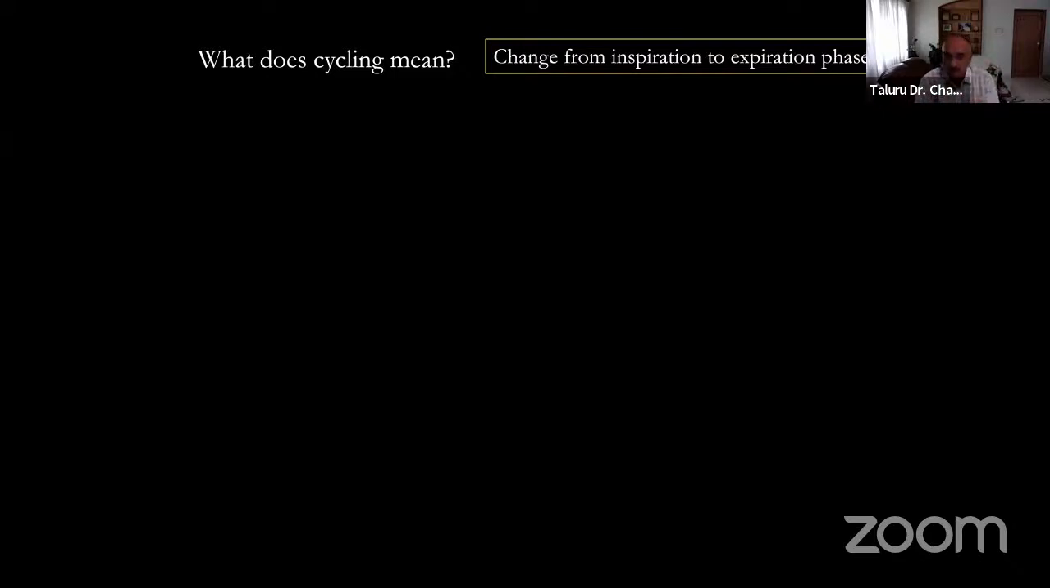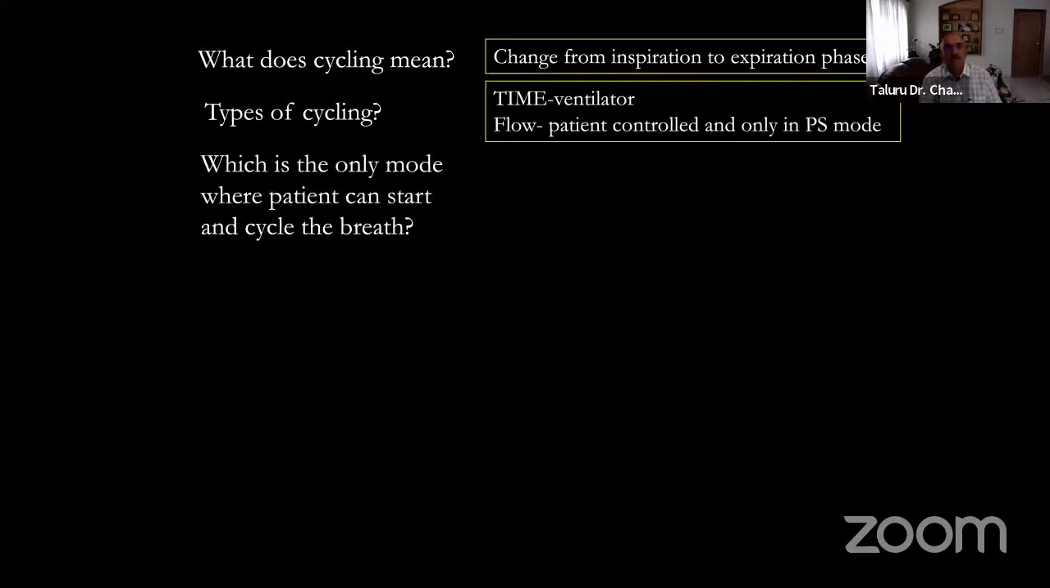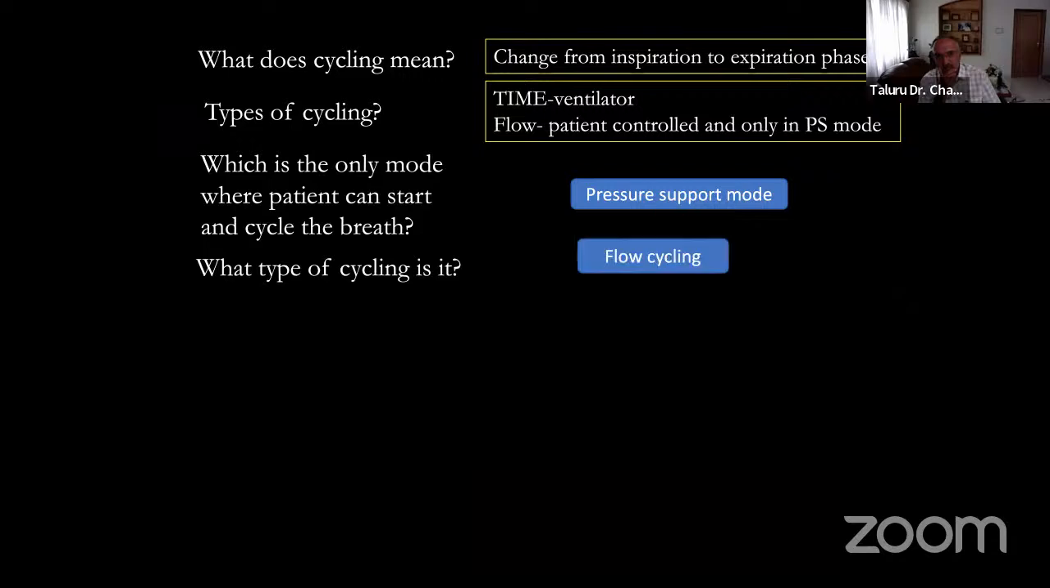It's called flow cycling. In pressure support, the cycling occurs by flow cycling, meaning when the flow falls to 25% of the peak flow, which by default is set at 25. You can set it at 40, 50, whatever you want. Type of cycling: time cycling, ventilator, only mode. Which is the only mode where the patient can start and cycle the breath? It's flow cycling. In pressure support mode, what can you set?